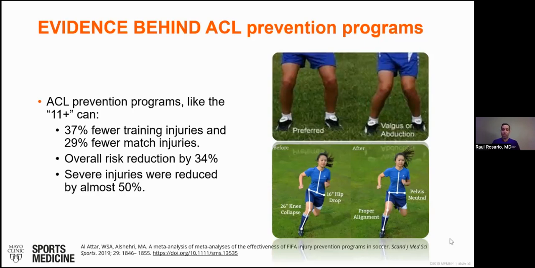And you can see here an example of how this player was running with 16 degrees of hip drop, knee valgus, and knee collapse. She jumped, and you can see this kind of valgus deformity, not deformity, but kind of angle. And then after the treatment and strengthening program, they have better pelvic alignment, and you decrease the risk factor of the neuromuscular aspect.